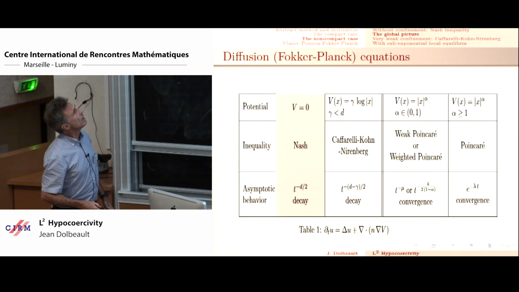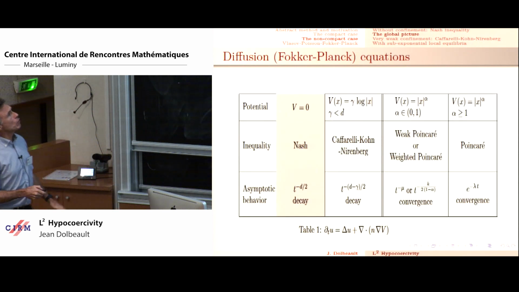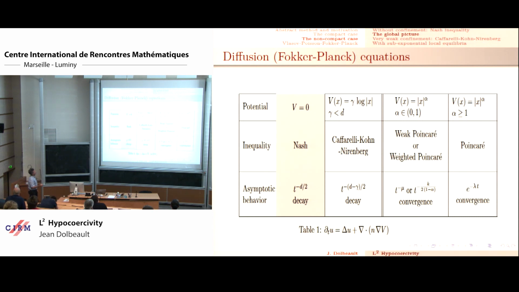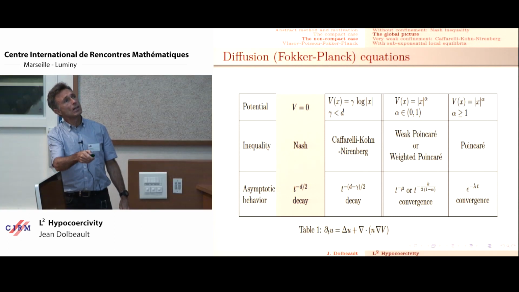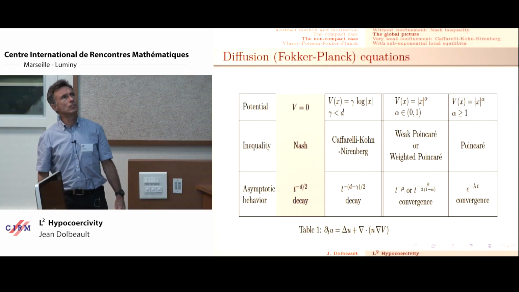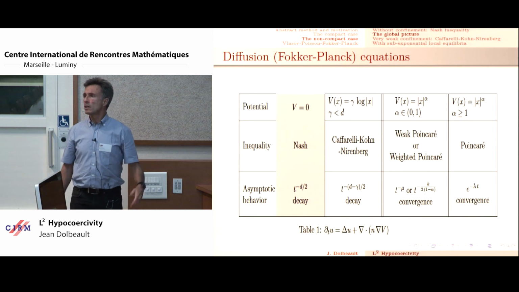This is one slide. What I have just shown to you was the case V equals 0. At the level of the diffusion equation, it is just the heat equation, so it's just the Nash inequality. So V equals 0, heat equation, you have the Nash inequality, and you have the decay t to the minus d over 2.